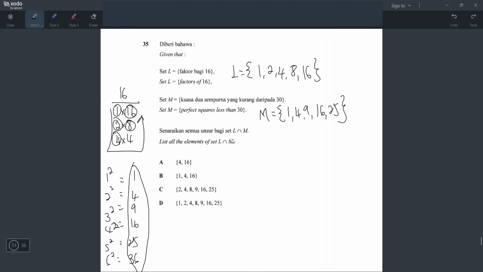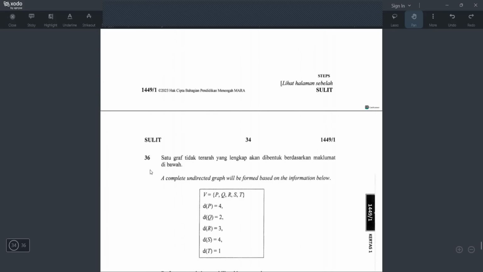Now I want to list elements L intersect M. This symbol is called intersect, right? Intersection. Ataupun dalam bahasa Melayu, persilangan. So persilangan means you choose the same elements ataupun the element that repeats in L and M. So what are the common element yang sama yang ada dalam L dengan M? 1, 4, 16. So the answer is B. Okay? That is the answer. Okay, let's continue.